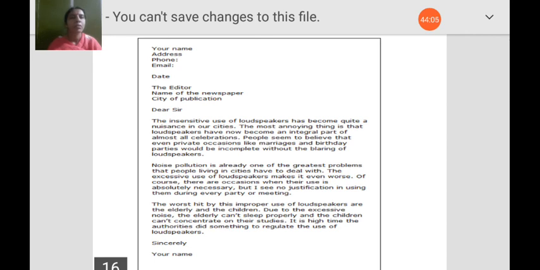So this is the model of the letter. Observe it properly and try to write your letter in this model. Arrange all the consolidations that we have developed in this model. Try to do it, please.